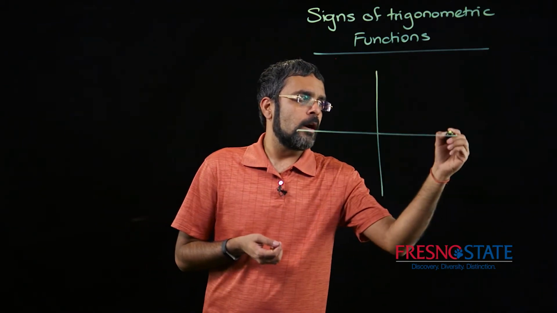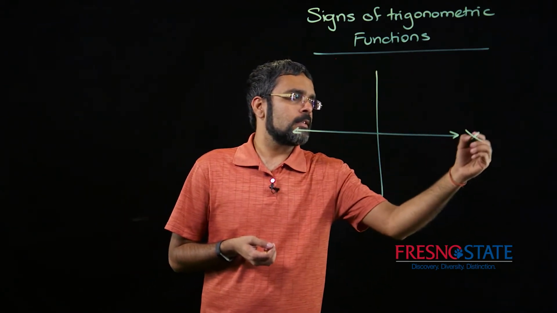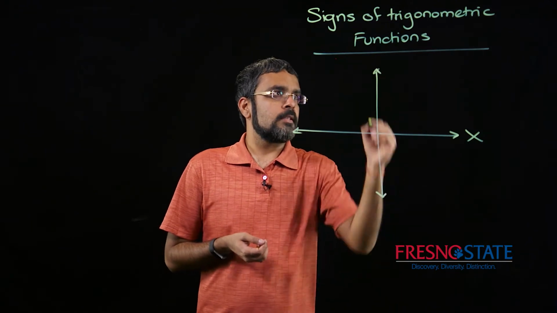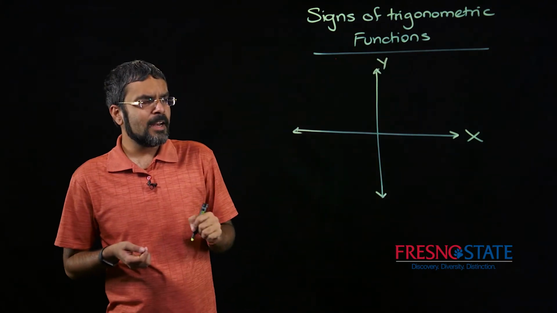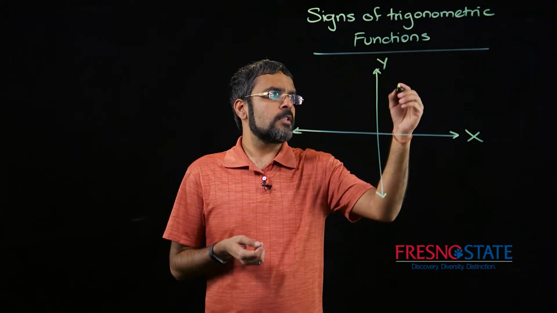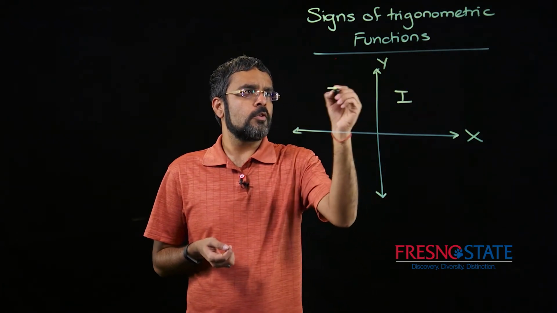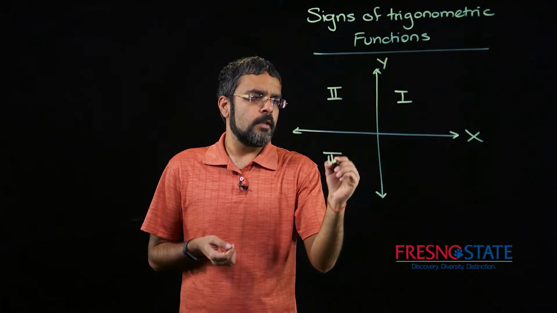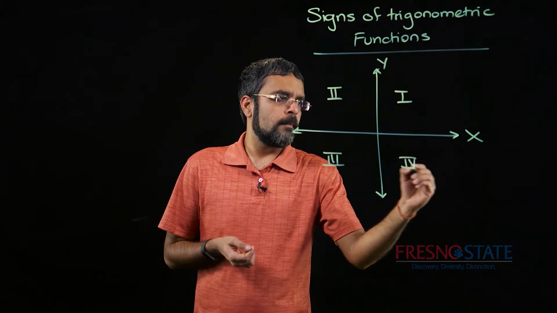We have our x and y axes. This is my x axis. This is my y axis. Now it divides it into 4 quadrants. This is quadrant 1, quadrant 2, quadrant 3, and quadrant 4.